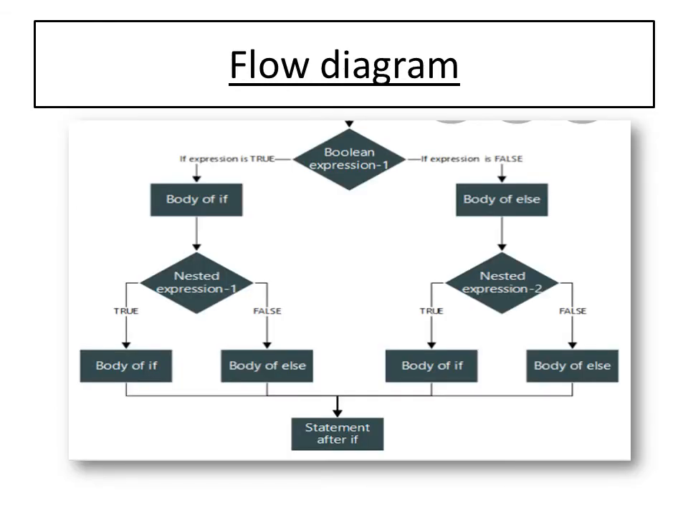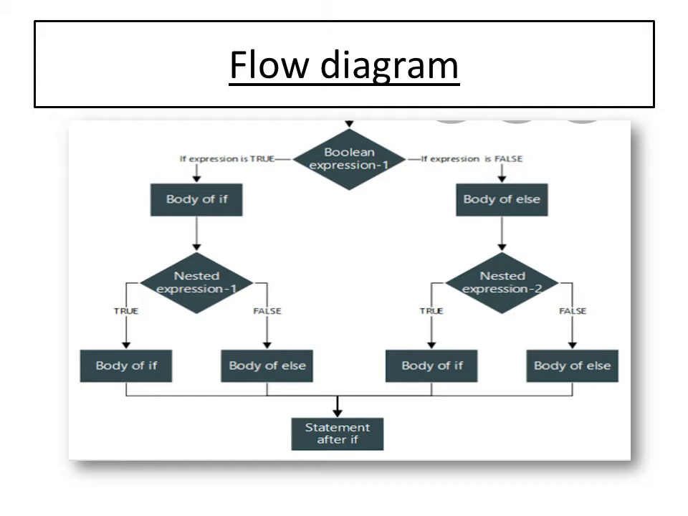This is the flow diagram. If the boolean expression is true, it will enter the body of if, followed by the nested expression with if and else statement inside the body of the if. And if it's true, it will again follow the body of the if and go for the statement after the if, and that means the outer if. If it's false, it will enter into the body of else and follow the statement after if.